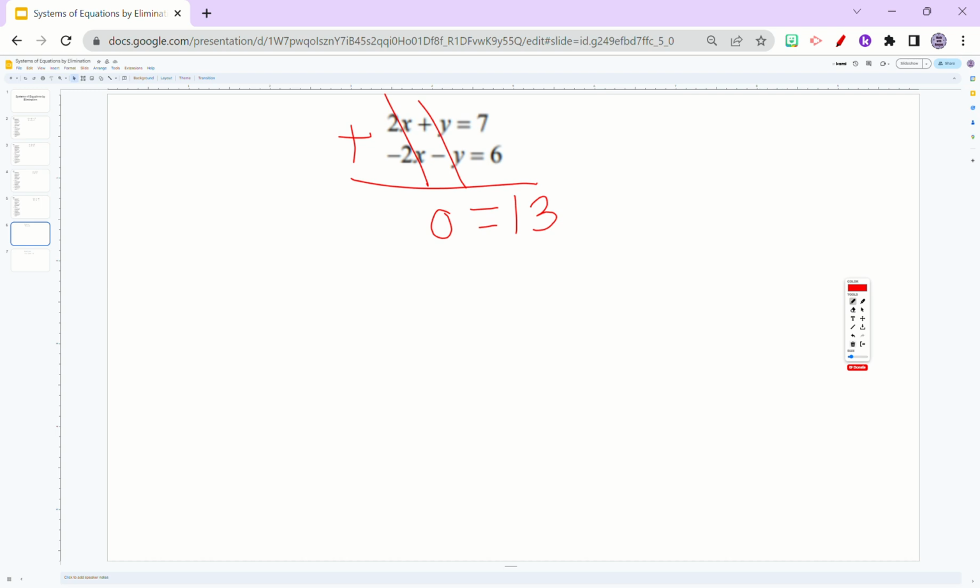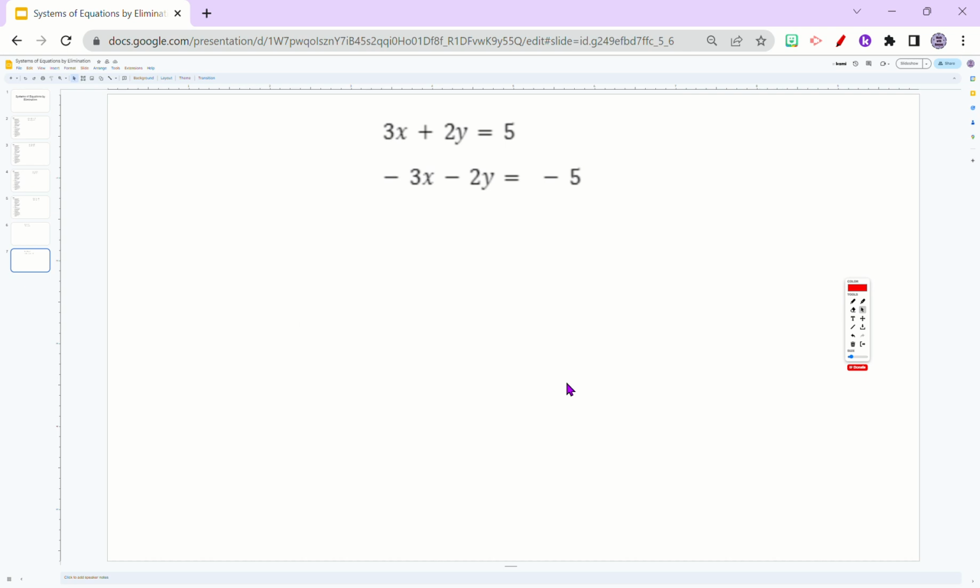Now, does 0 equal 13? No, it doesn't. And this is why, since this is not a true statement, this would be no solution. You could either write the words no solution, or you can write the little circle with the line through it. Again, because this is not true, 0 doesn't equal 13, so it would be no solution.